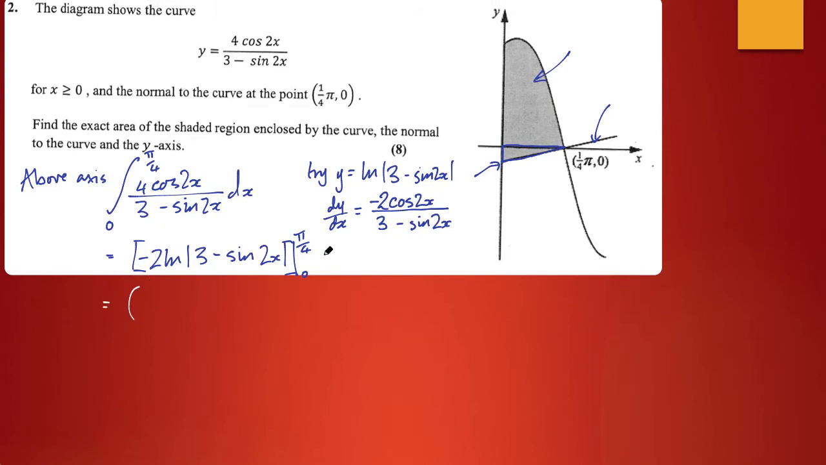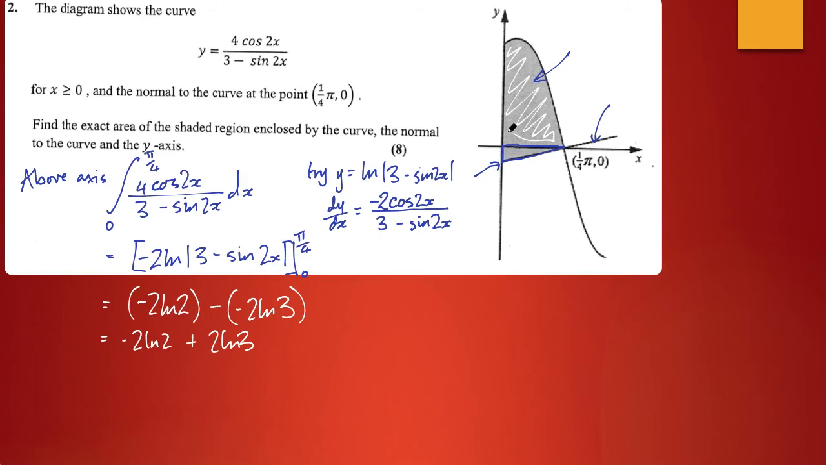So that equals, with pi over 4, sine of 2 pi over 4 is 1. Think of that as 45 degrees, and 2 times 45 degrees is 90 degrees, so sine 90 is 1. So I've got minus 2 ln of 3 minus 1, which is 2. And then I need to substitute in the 0. Sine of 0 is 0, so in this bracket I've just got minus 2 ln of 3 minus 0, so it's minus 2 ln 3. So that gives me minus 2 ln 2 plus 2 ln 3, and that is the area in here above the axis.